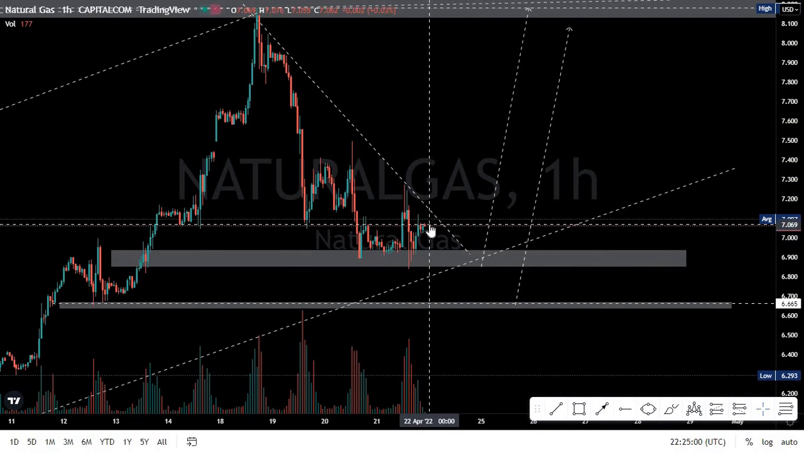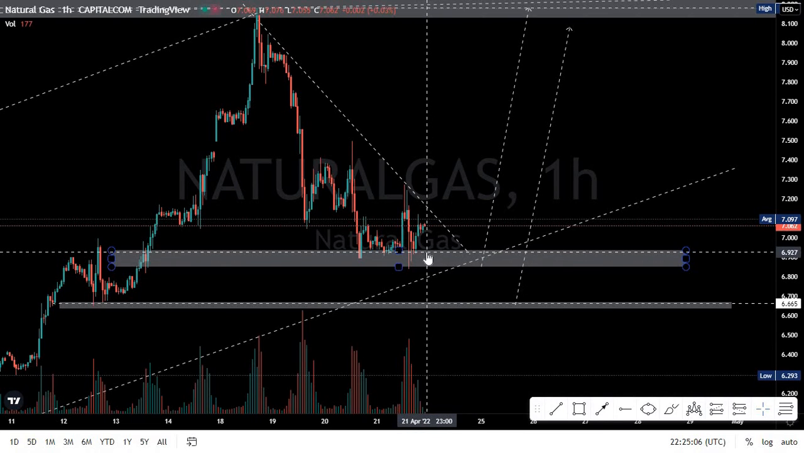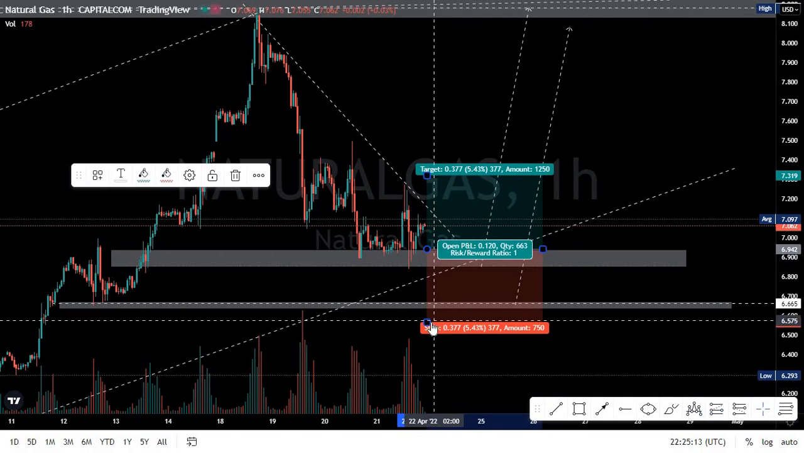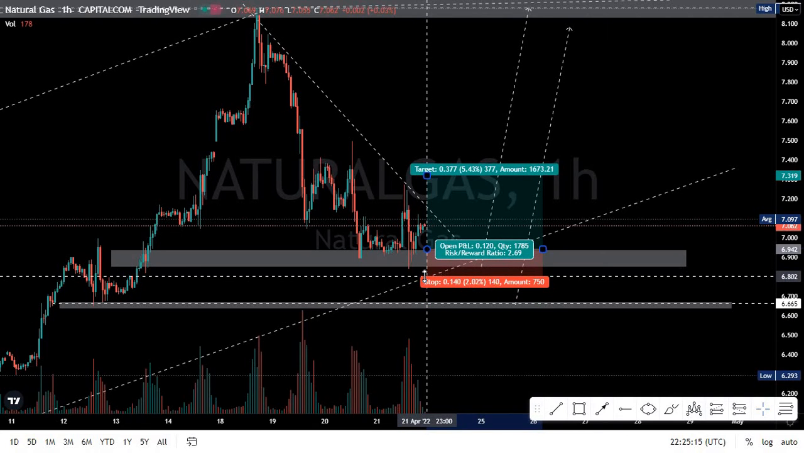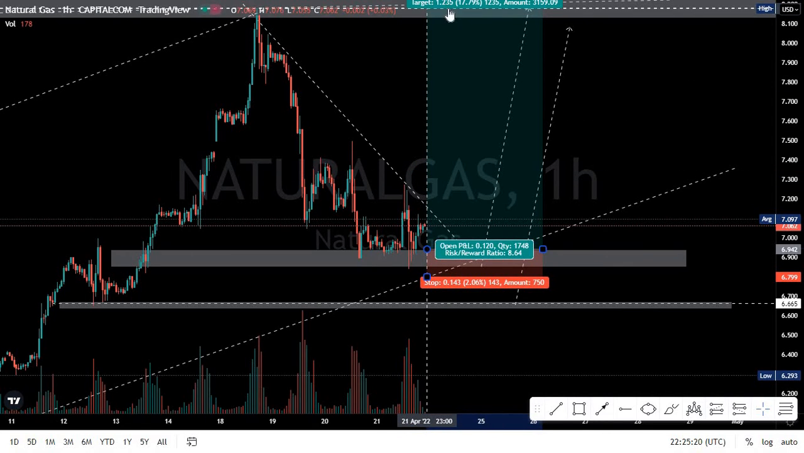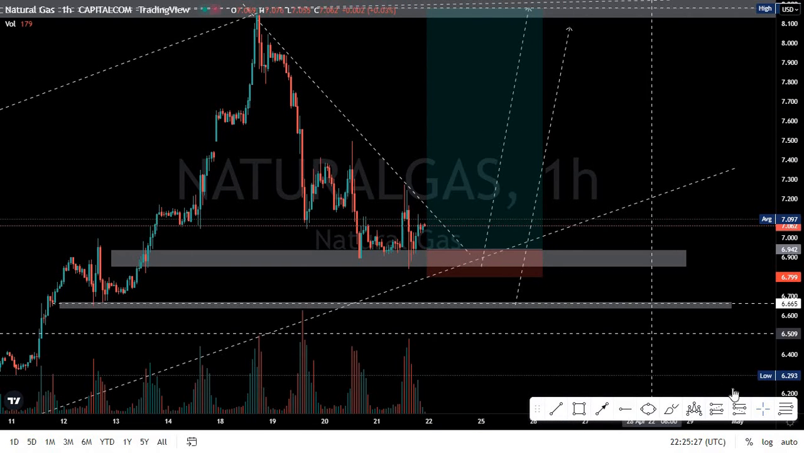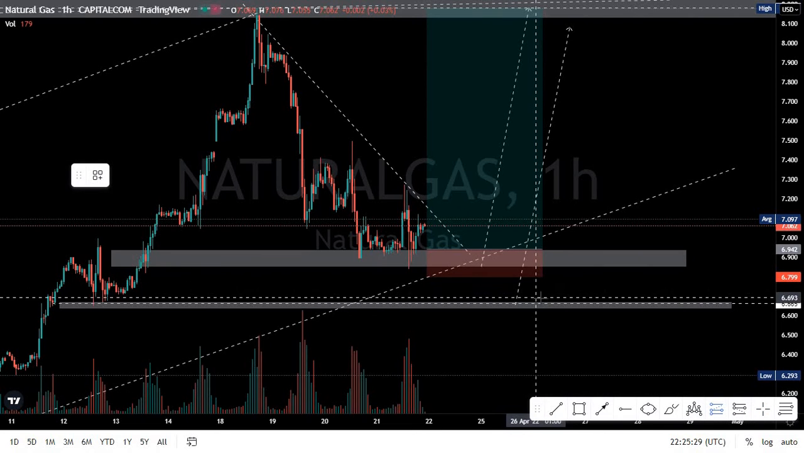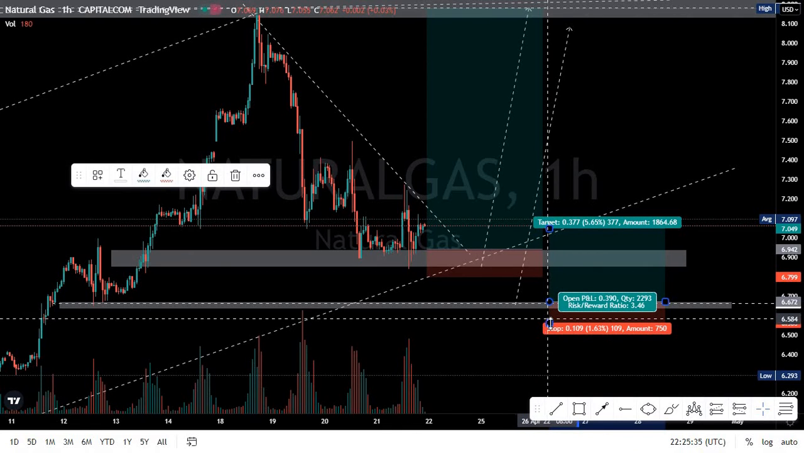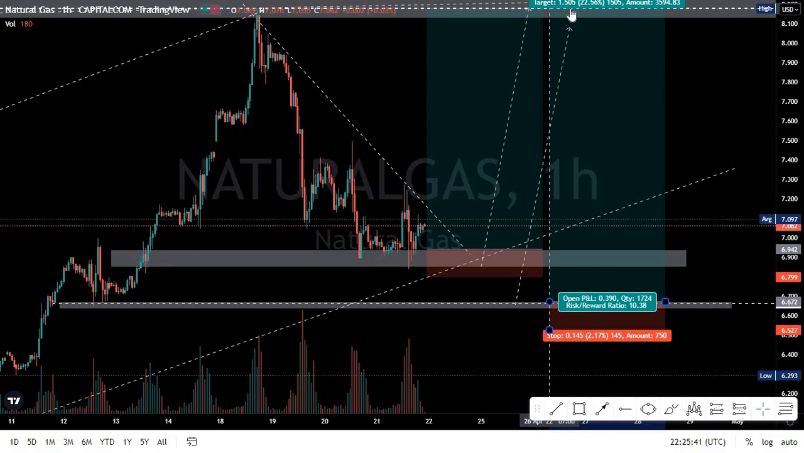So now I expect price to come back to this area here, to this key level, and probably give me my buy entry. Then I'll take the buy and set my stop loss below this region here. Then I'll set my targets all the way in. If price did hit my stop loss, I'll find another entry somewhere here. Then I'll have my stop loss below this region. Then I'll take my profit all the way up.